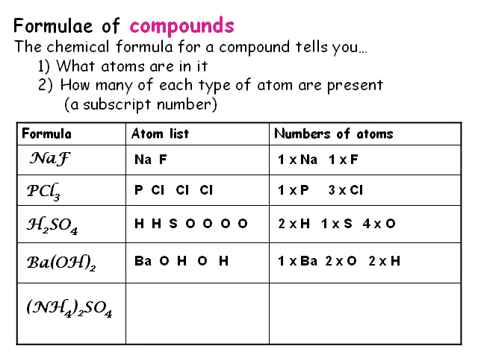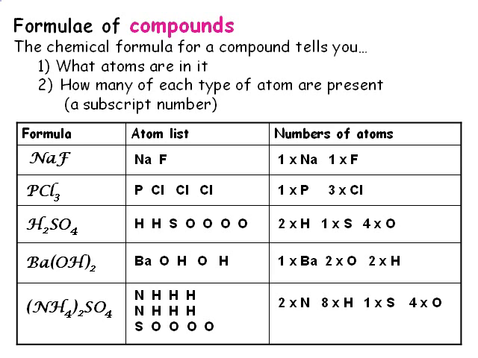Here's a more tricky formula for ammonium sulfate, (NH4)2SO4, but the same rules apply. Inside the brackets, we have an N and 4 H's. The 2 after the brackets shows us that we have this again, another N and 4 H's. Finally, we have an S and then 4 O's. So in total we have 2 N, 8 H, 1 S and 4 O.